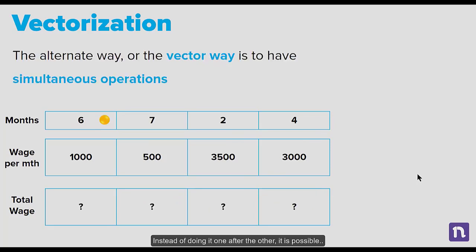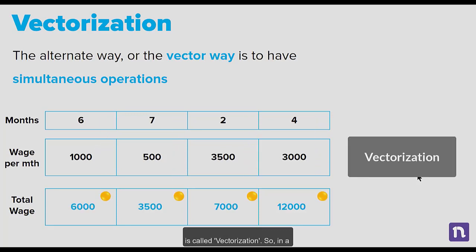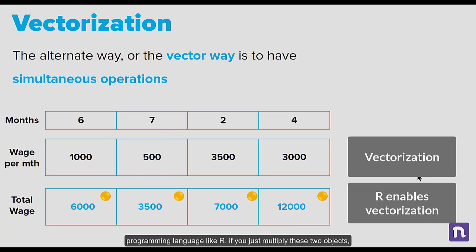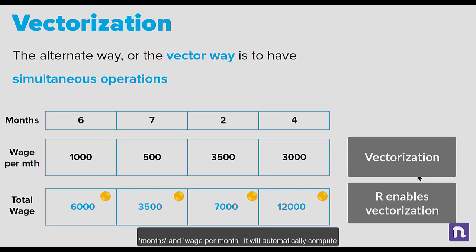Instead of doing it one after the other, it is possible to do the multiplication of all these items in one single shot without explicitly writing a for loop. This process of doing repetitive operations without using an explicit loop is called vectorization. So in a programming language like R, if you just multiply these two objects, that is months and wage per month, it will automatically compute the total wage of each of these items present in these two vectors.